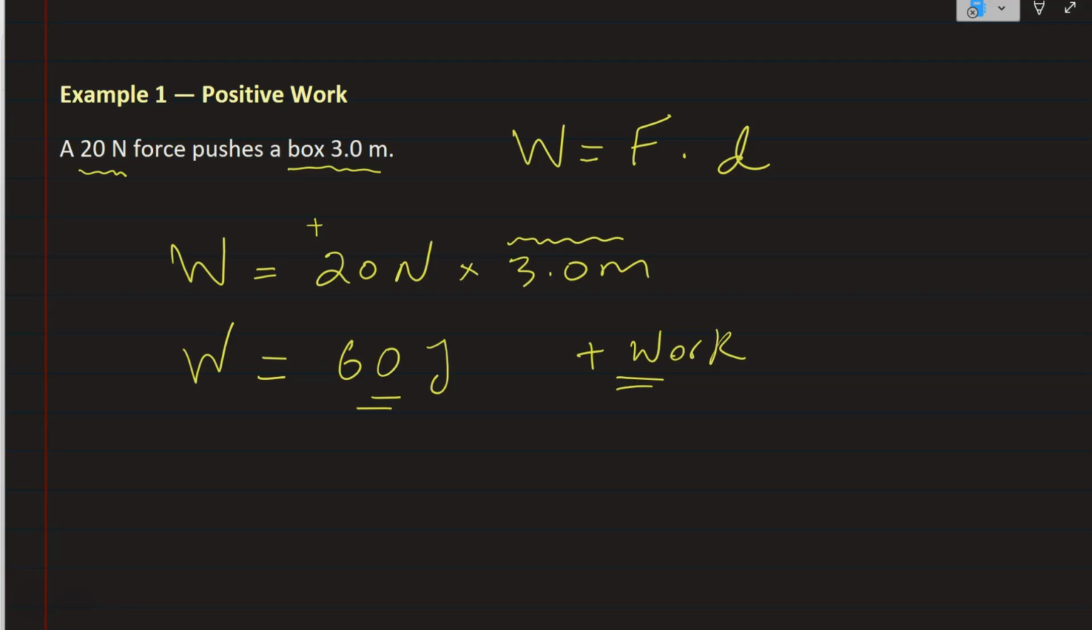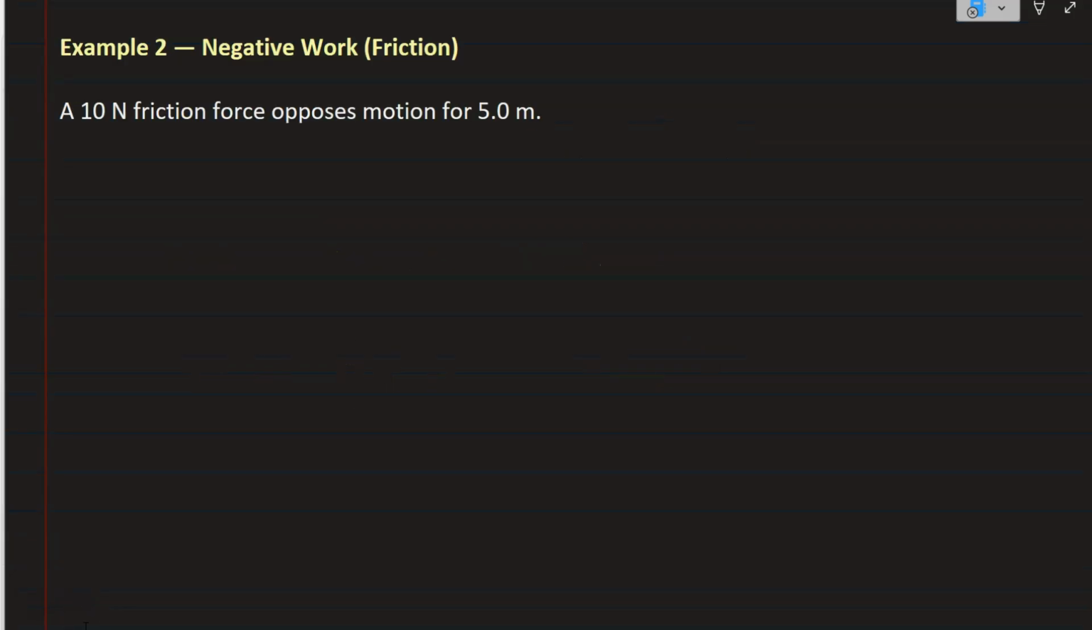Let's look at the next example. This one is a negative work, and it is friction. So the force of friction right here, that's a negative work. Remember W is equal to FD, and the force is negative 10 newtons.